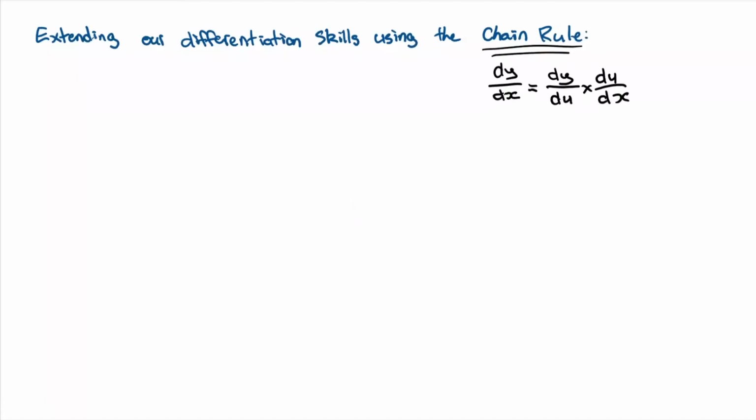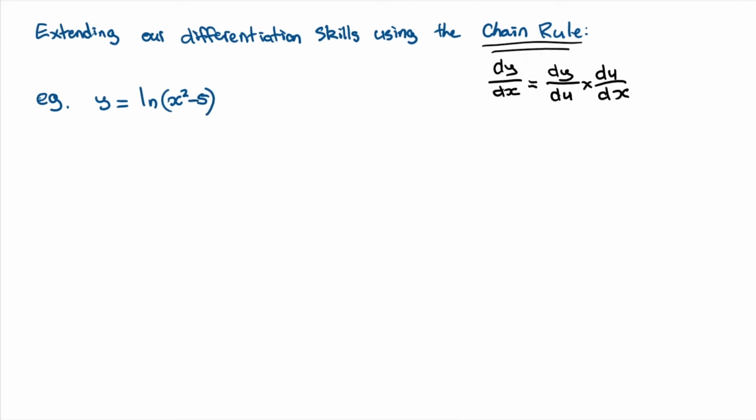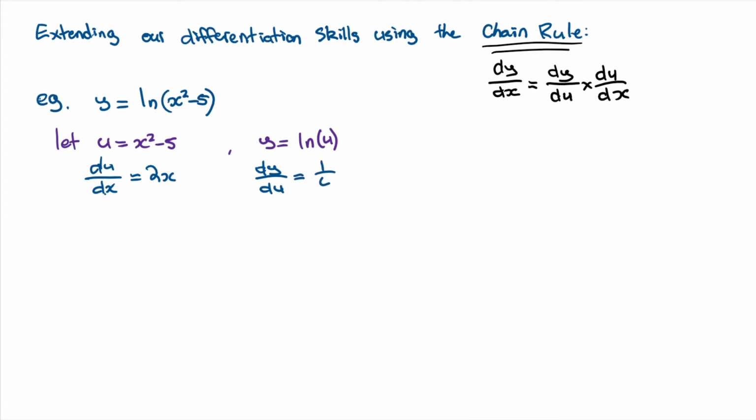We're going to extend our differentiation skills here by using the chain rule. So let's say, for example, we've got the function y is equal to the natural log of x squared minus 5. To differentiate this, I'm going to let u equal what's on the inside, which is x squared minus 5. This will tell me that I've got y equals the natural log of u. If I differentiate these respectively, I get du/dx is equal to 2x, and I get dy/du is equal to 1 over u.